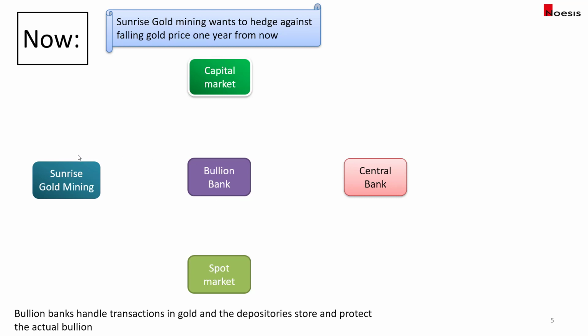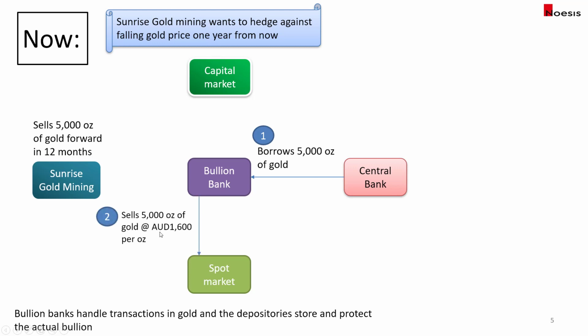So what Sunrise will first do is enter into a forward transaction to sell 5,000 ounces of gold forward 12 months. It will enter into this forward contract with the bullion bank. The bullion bank today will then borrow 5,000 ounces of gold from the central bank, of course at a lease rate of 1%. Then with the gold that they borrowed, they will sell it to the spot market at a spot price of 1,600 Aussie dollars per ounce, and they will get 8 million Aussie dollars in cash from the sale of the gold. And this money will then be invested in the capital market at the cash interest rate of 6% per annum.